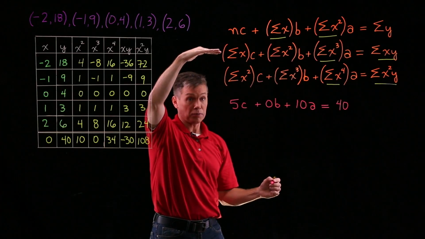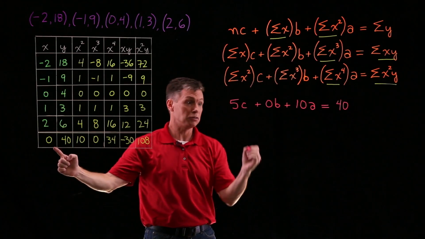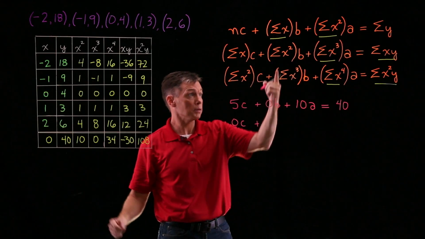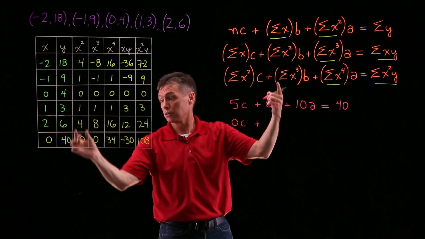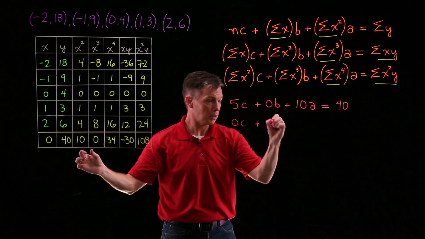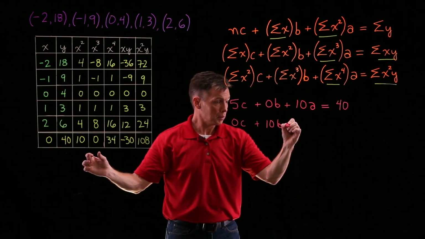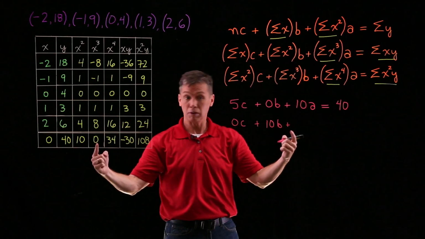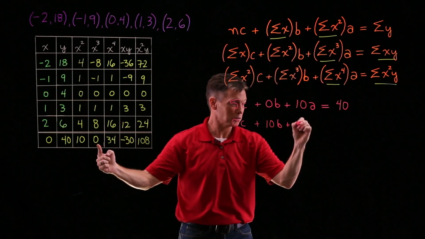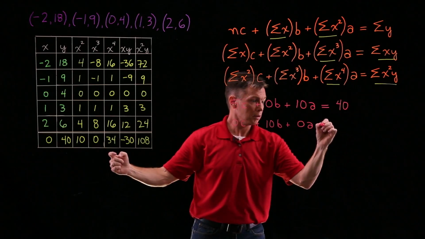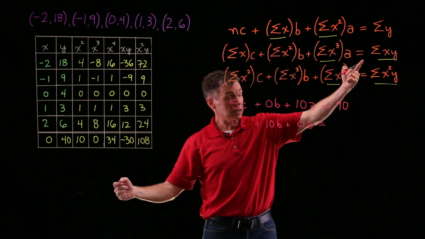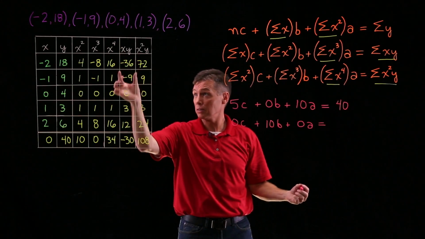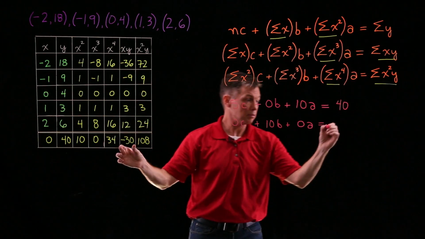And my next equation, sigma of x's, that's that 0 again, that's nice, 0 times c, plus sigma of x squareds, that's my 10 times b, plus sigma of the x cubes, that's this column, that's 0, again nice, 0 times a, equals, and the other side of that second equation should be the summation of x times y, that's my second to last column, negative 30.